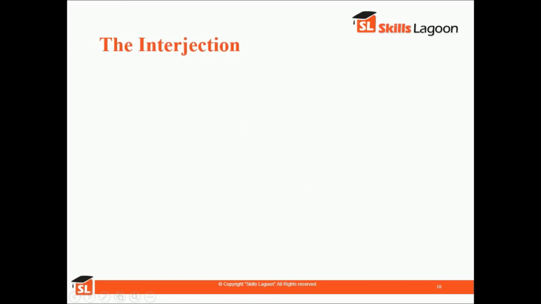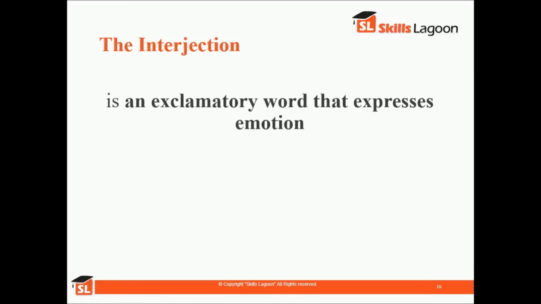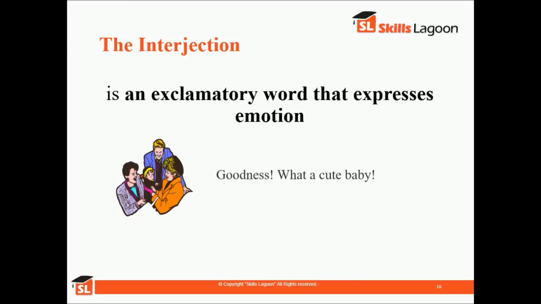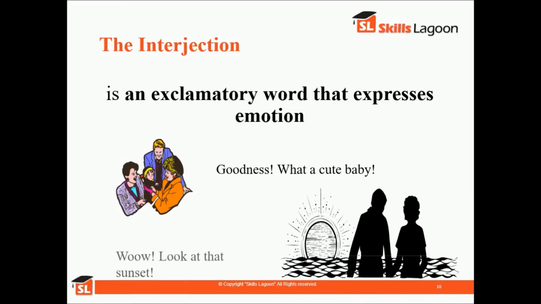Last type of parts of speech is the interjection. An interjection is an exclamatory word that expresses emotion. For example, goodness, what a cute baby. The other example is, wow, look at the sunset.